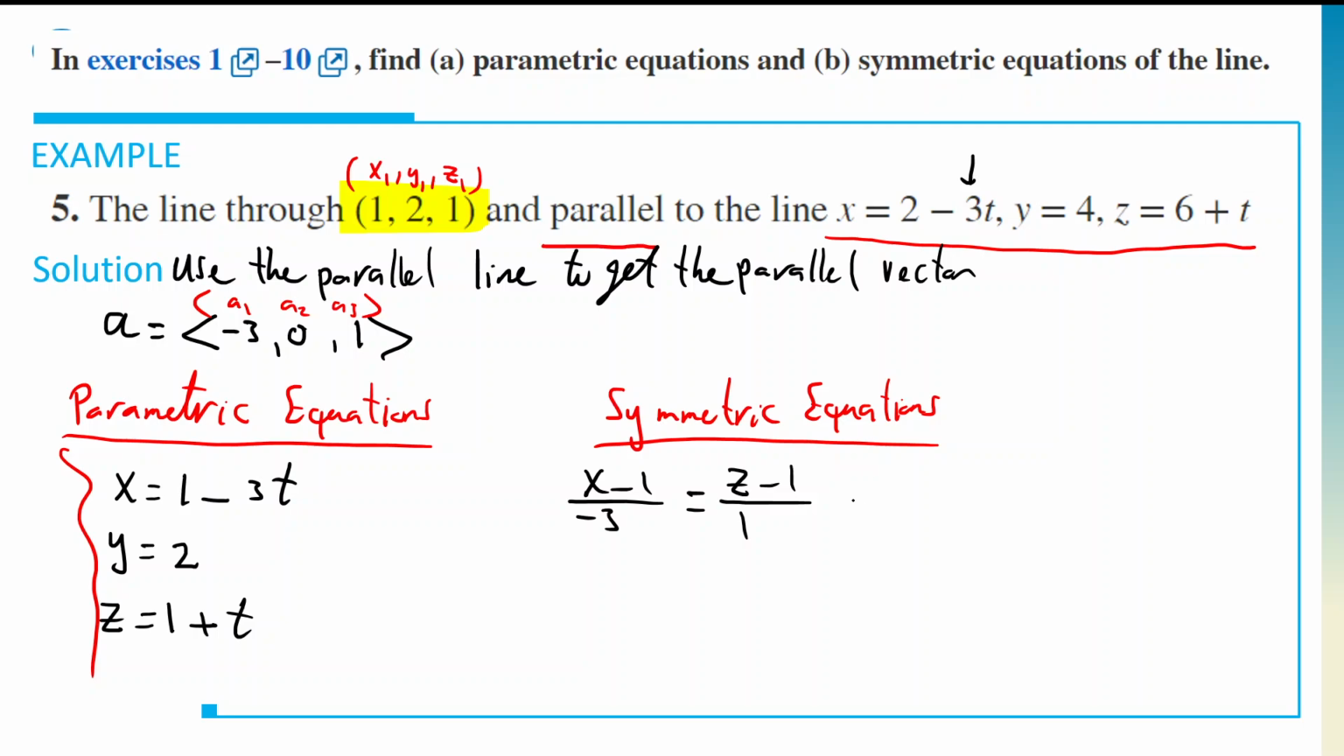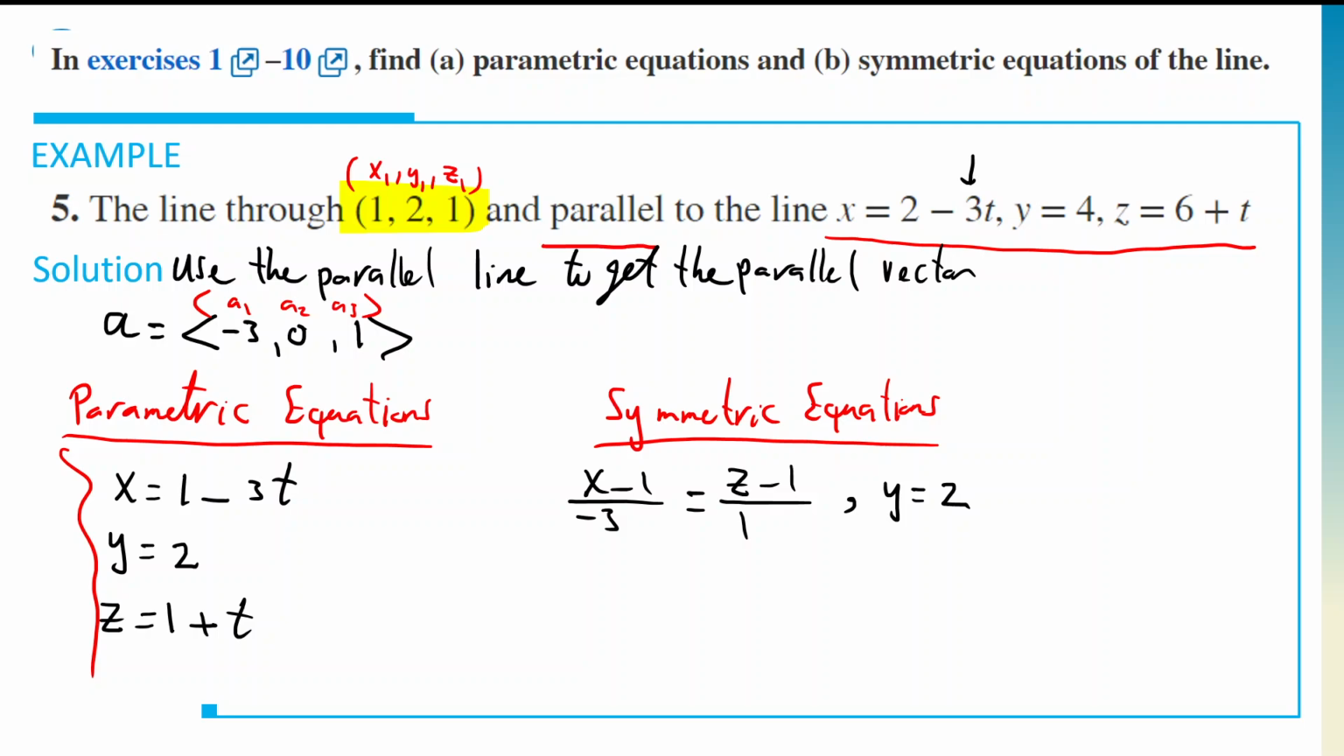We just have a comma and we write it as it is: y equals 2. Okay? No need to simplify or anything. I kept it just the same. For the one without t, I just add a comma and write it as it is. Fine. So this is case number 3. We now know 3 cases.